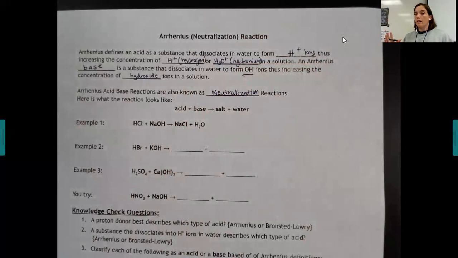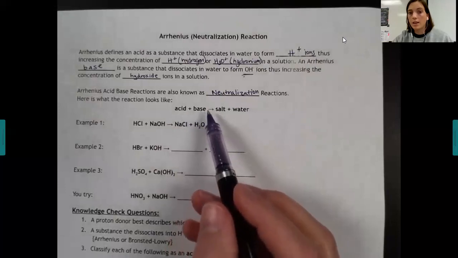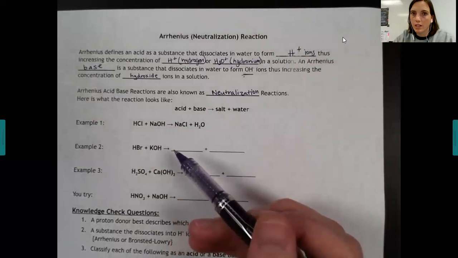All right. Here's what they look like. Okay. When you put an acid together with a base, it forms salt and water. That's what it means by neutralization.